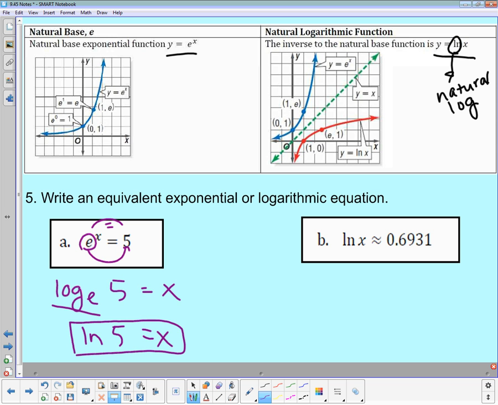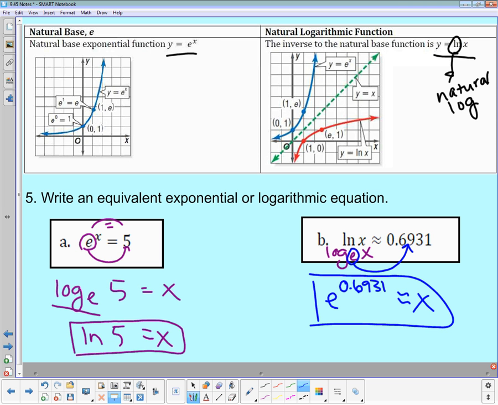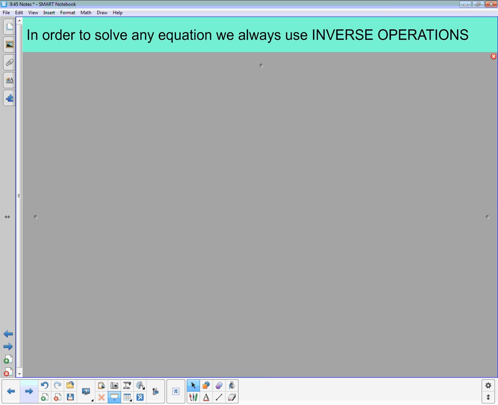If I look at part B, I have the natural log of x is approximately 0.6931. So that means I have the log base e of x, so I would have e raised to that power. E raised to the 0.6931 is approximately x, and that's my logarithmic form for that. The base is e, and the power is 0.6931. Okay. So let's just do a couple examples of solving using natural logs.